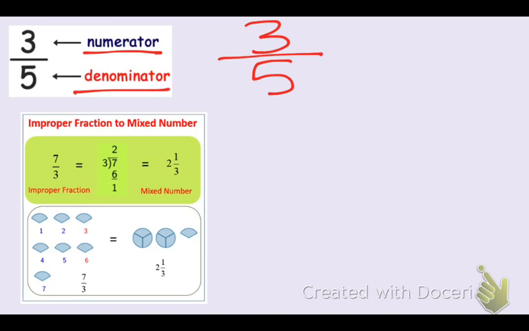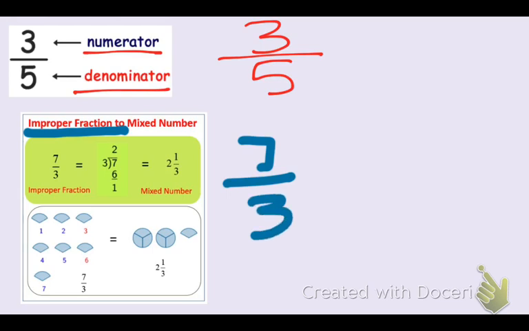All right, let's talk about improper fractions. An improper fraction is when the numerator is bigger than the denominator. So we can say that this fraction right here, 7 over 3, is an improper fraction because 7 is bigger than 3. We can change our improper fraction into a mixed number by determining how many times the denominator goes into the numerator. So I can say that 3 goes into 7 twice, and 3 times 2 is 6, and then there's 1 left over to get to 7, and we always keep that same denominator.